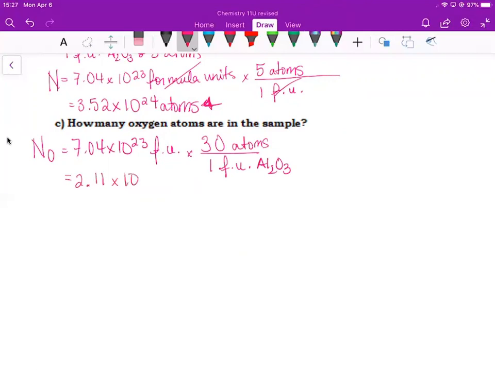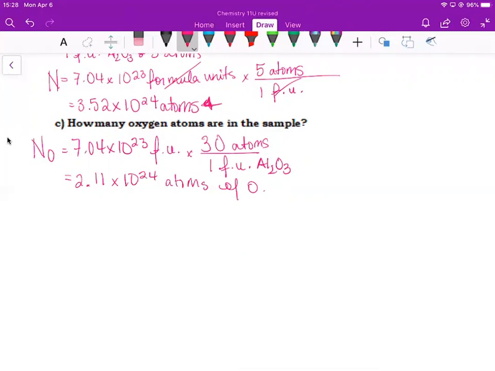2.11 times 10 to the 24 formula units. Oh, no, not formula units. Atoms of oxygen. Do you see how oxygen isn't diatomic there? It's because I'm talking about individual oxygen atoms, not oxygen in the atmosphere, not oxygen existing by itself. The aluminum and the oxygen, they exist in an ionic compound, and I'm just looking at the oxygen that's in that ionic compound. I'm not looking at oxygen by itself.